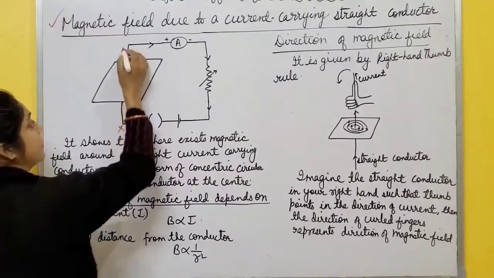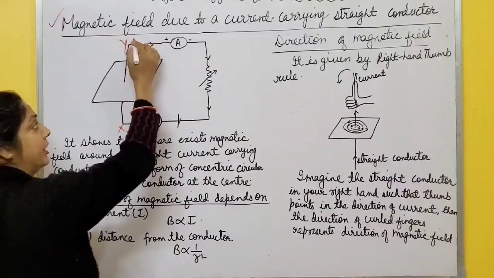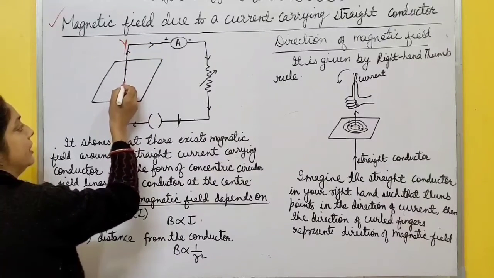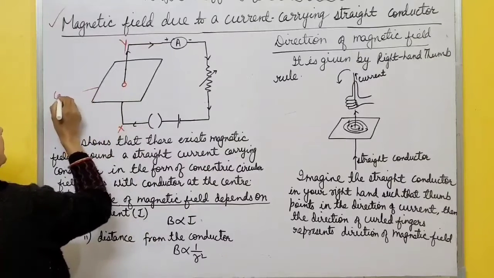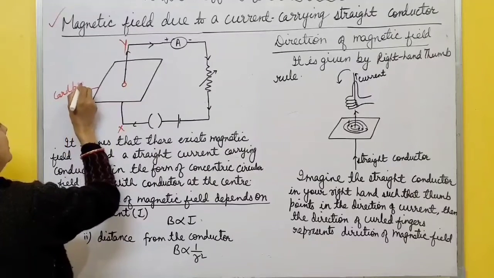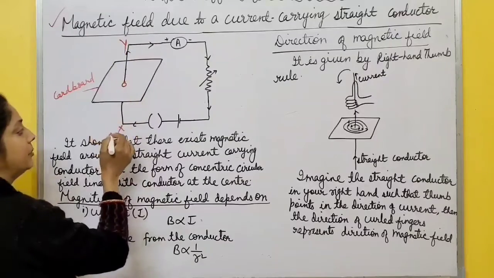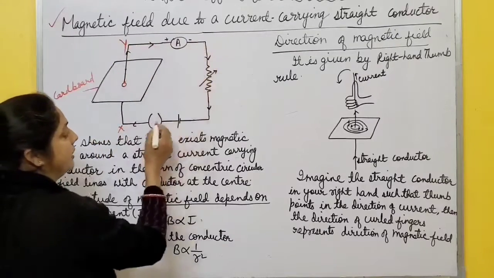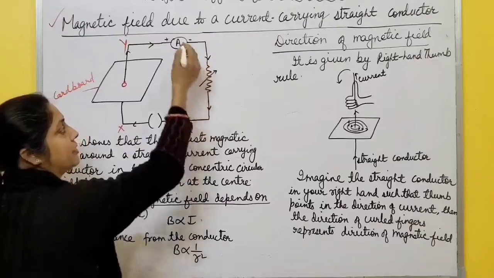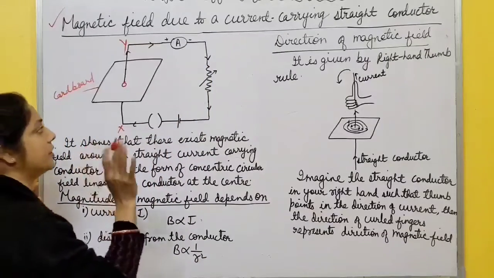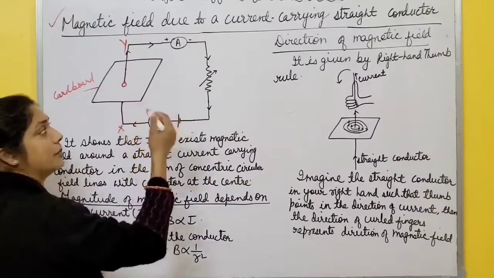Suppose this one, XY, is a straight current carrying wire, and it is passed through the center of the cardboard. This one is the cardboard, right? This straight current carrying conductor is passed through the center of the cardboard, and the ends of the conductor are connected to the battery through a rheostat, ammeter and key, right? When no current flows through it, you do not observe anything.